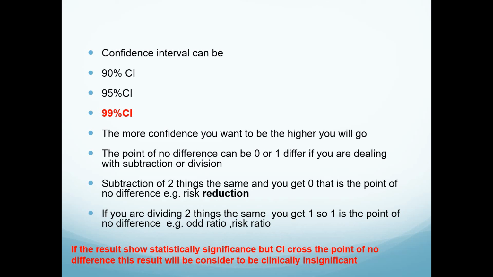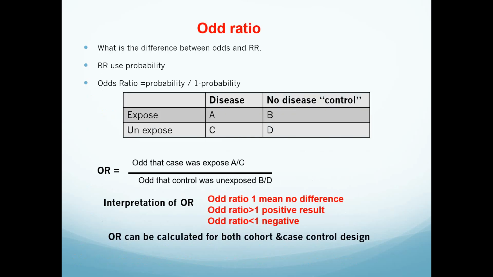So the point of no difference can be 0 or 1, repeated again and again. In reduction, it will be 0, and in ratio, it will be 1. So if the result shows statistically significant but the confidence interval crosses the point of no difference, this result will be considered to be clinically insignificant, even if it is statistically significant by the p-value less than 0.05.